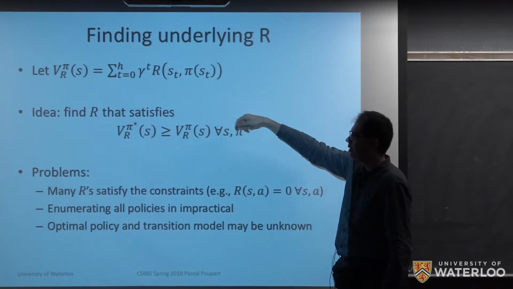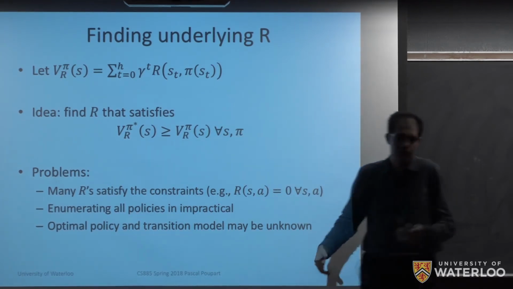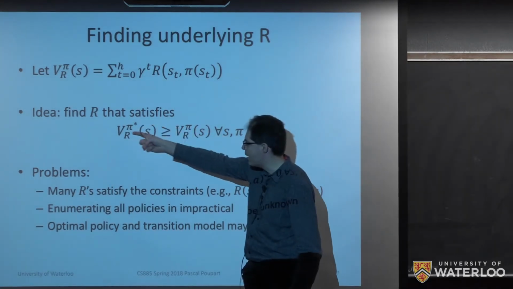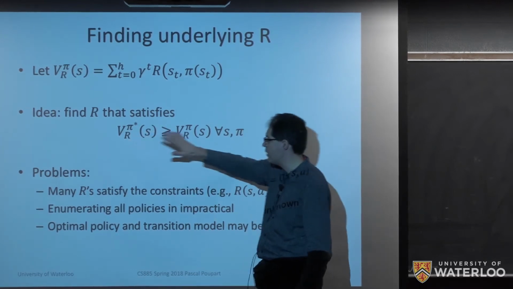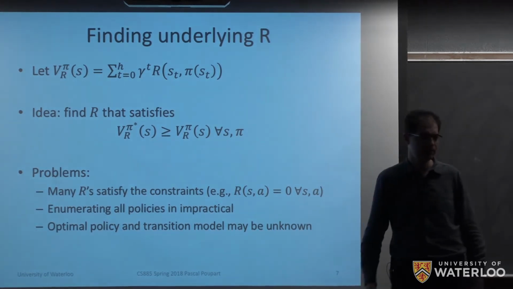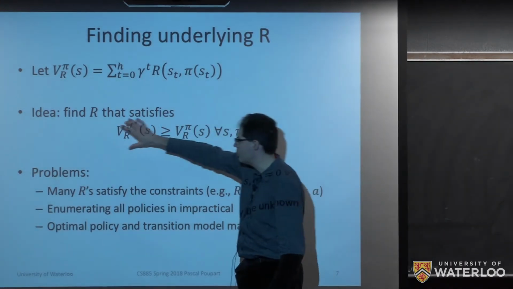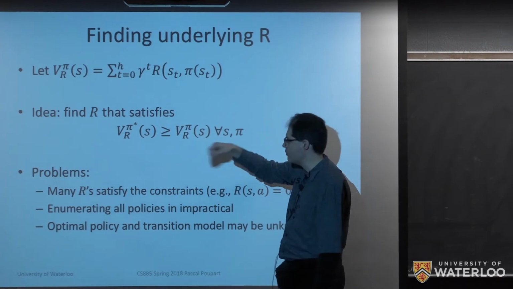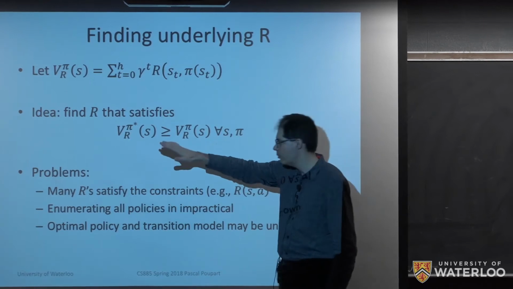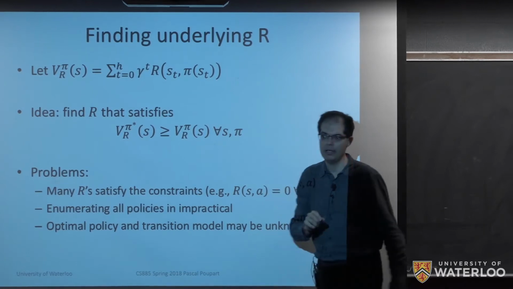Now, finding r, perhaps we can frame this as a problem where we have some constraints, and we're simply trying to find the reward function that would make the optimal policy pi star be the one that has the highest value in comparison to any other policy, as well as in any state. So at least implicitly, this is what the problem really consists of. It's a problem of finding a reward function that satisfies a bunch of constraints, where we have an inequality like this for every state and every policy.